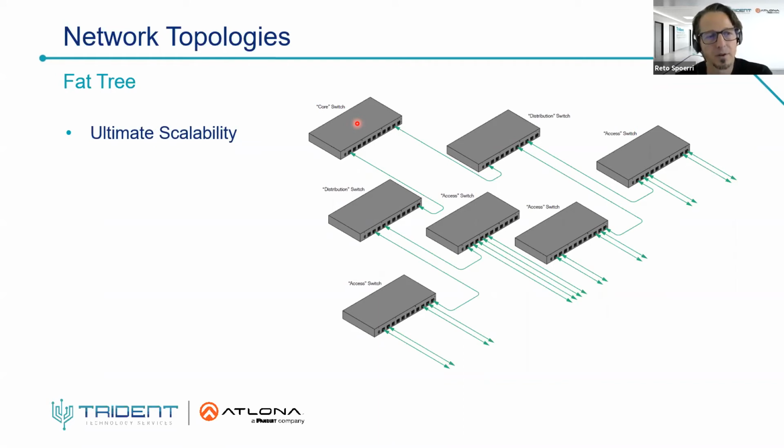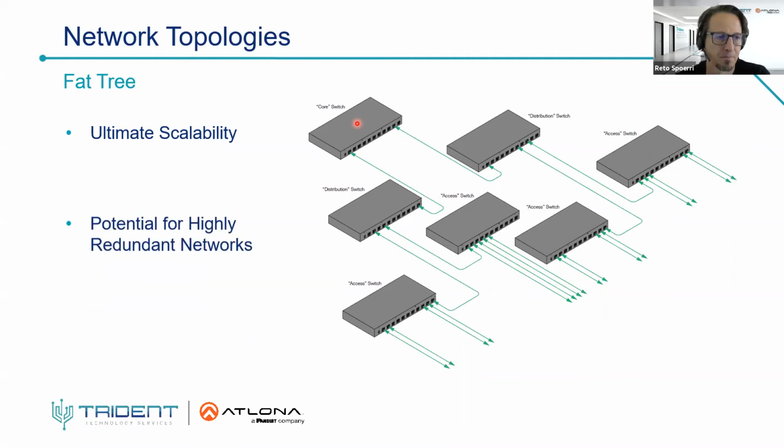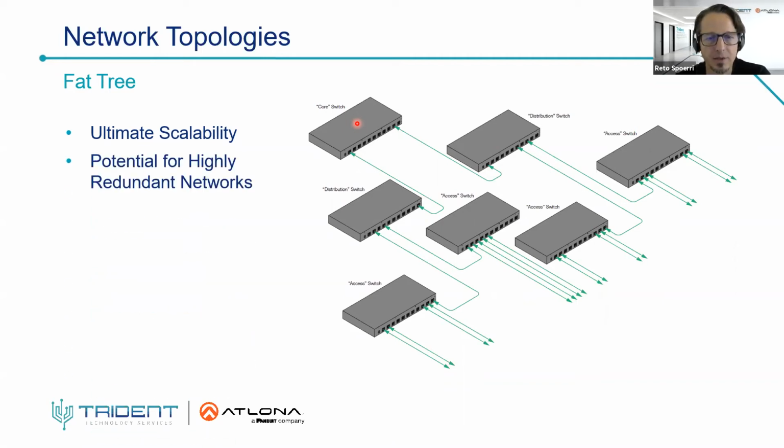This fat tree opens much more scalability options. And it also enables highly redundant networks, because now you can also have multiple core switches. But on the other hand, it's more complex to manage and it can get expensive. But of course, that's always depending on each project, which one is the best for your requirements.